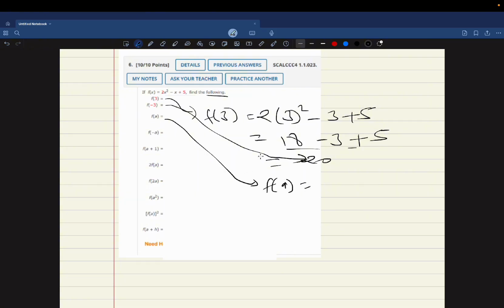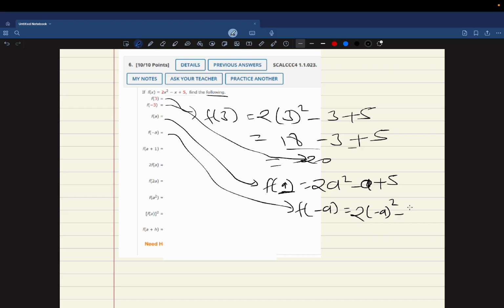Then the value of f(a): we simply replace the value of x with a in this case. So it will be 2a squared minus a plus 5. Now in this case we need to replace with minus a, so it will be 2 times (minus a) squared, and then minus (minus a), and then plus 5.